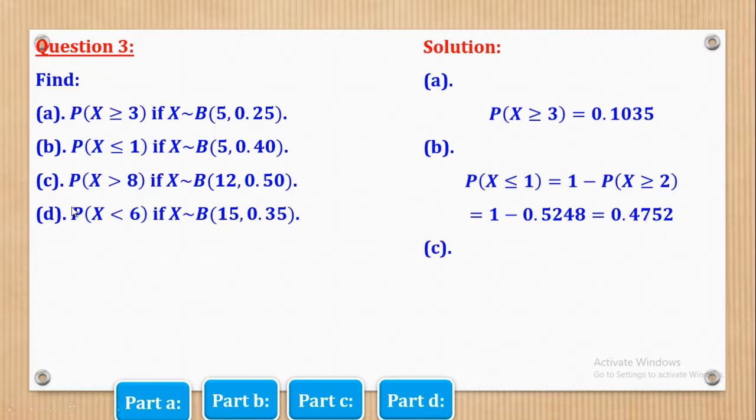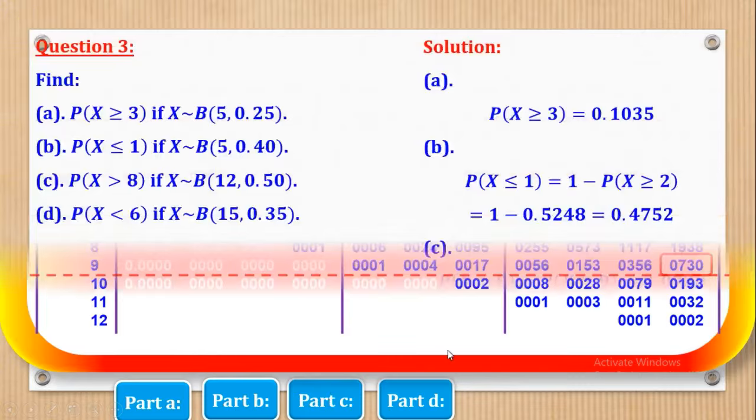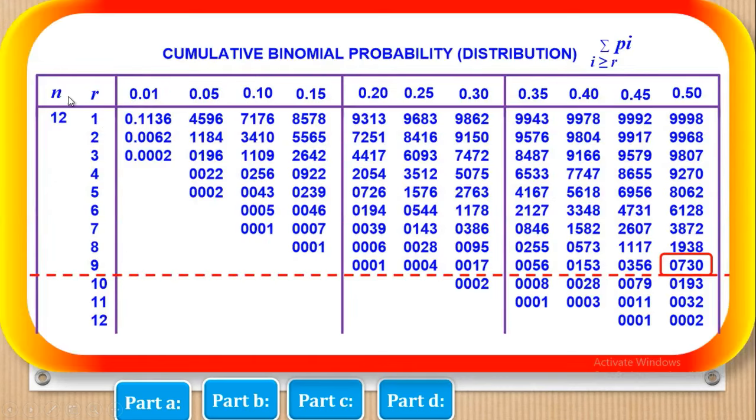Next, we shall go to part C. Part C, still we have to express in the form of greater than or equal to. So x greater than 8 is the same as x greater than or equal to 9. And when you use the table, r is 9, because when you look here, r is 9. So r is 9, n is 12, and p is 0.25. The probability is, I think you realize that there is a 0 here. Don't just remove it, just say that the probability is 0.0730.